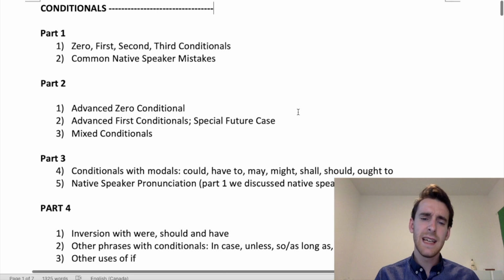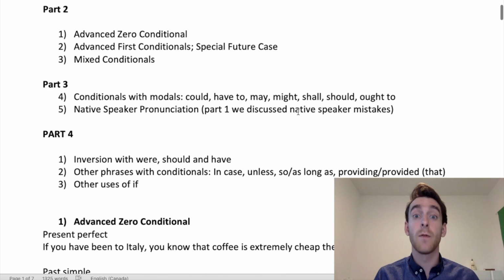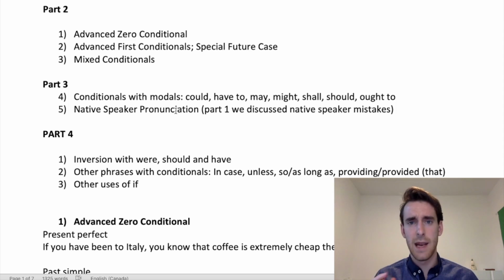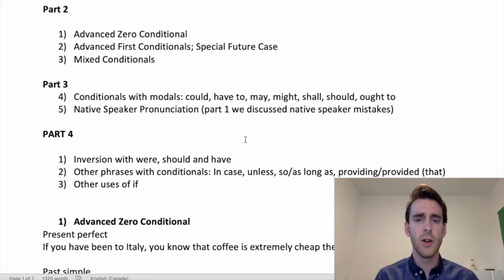But today, we're not focusing on that. We're focusing on conditionals with modals: can, may, might, should, all of that good stuff, okay? I know it can be tricky. I'll do my best to make it as simple as possible.